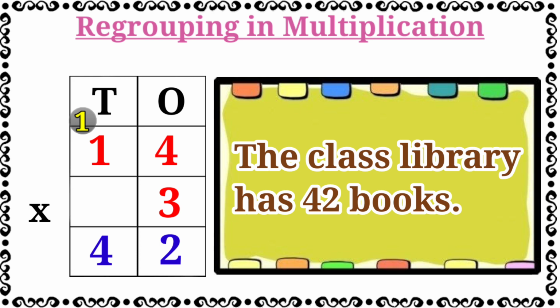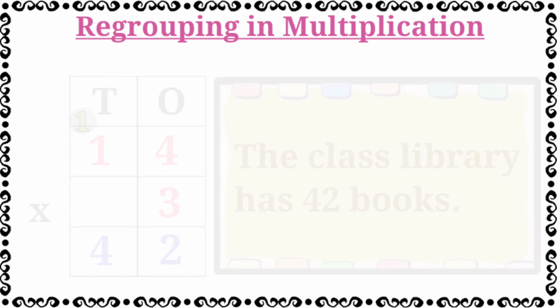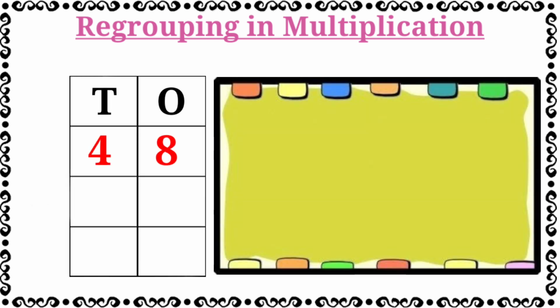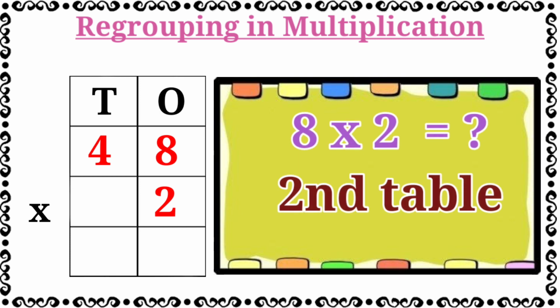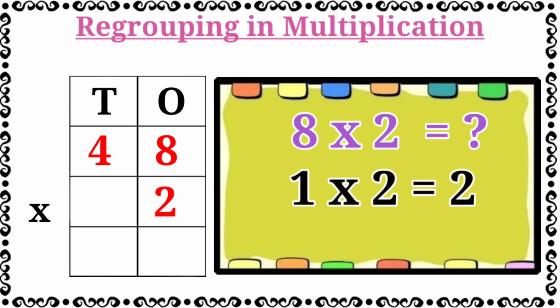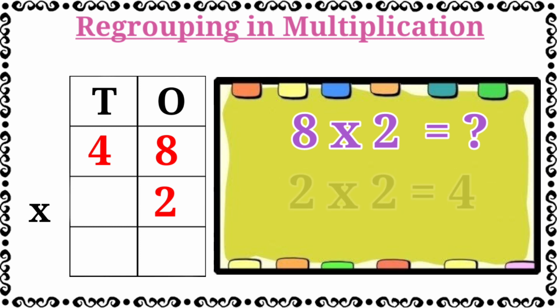Okay, let's see the next example. 48 into 2. Let's multiply the ones column. 8 into 2. Which table can we use for this sum? Second table. Very good. Tell it now. Join with me. 1 2 is 2. 2 2s are 4.